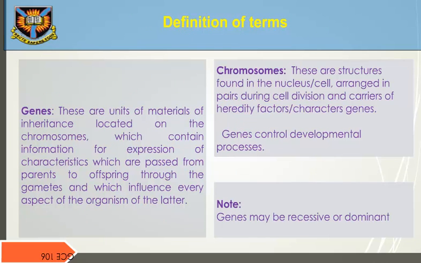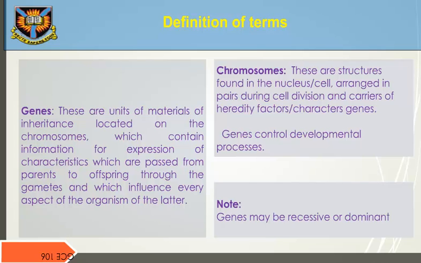Definition of terms. Genes. These are units of material of inheritance located on the chromosomes, which contain information for expression and characteristics which are passed from parents to offspring through the gametes and which influence every aspect of the organism. Chromosomes. These are structures found in the nuclei of cells, arranged in pairs during cell division, and carriers of hereditary factors or character genes.